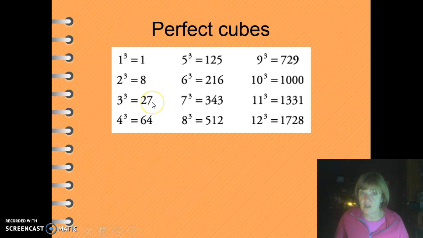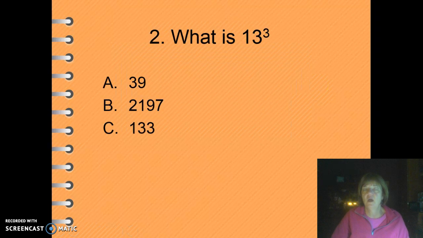But I want you to notice these perfect cubes. 3 cubed, I just talked about, is 27. 5 cubed is 125. Memorize probably the first 8 of them, at least, maybe up to 10, something like that. But it'll help you, again, shorten our work. All right, 13 cubed, what is it?